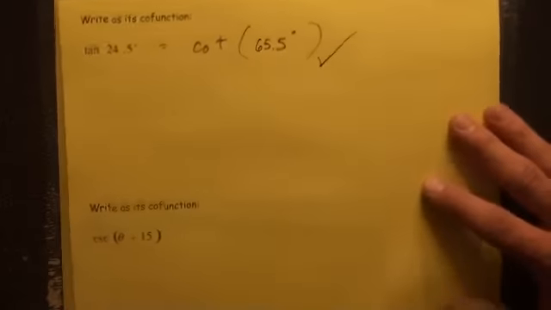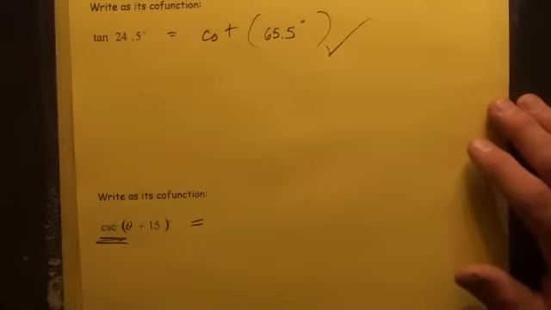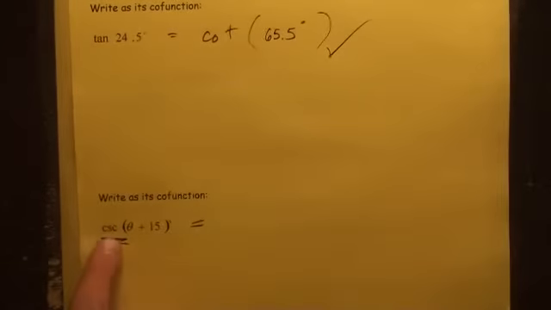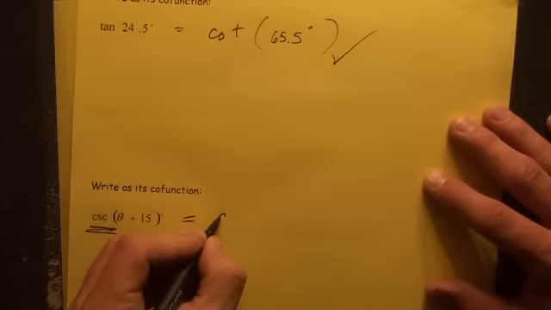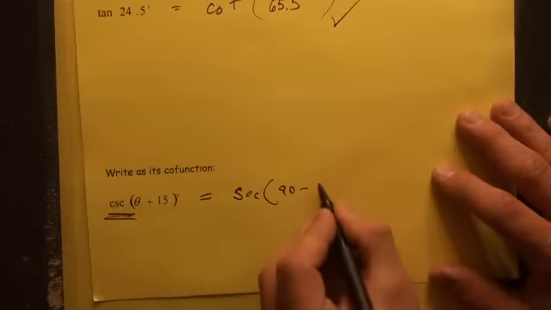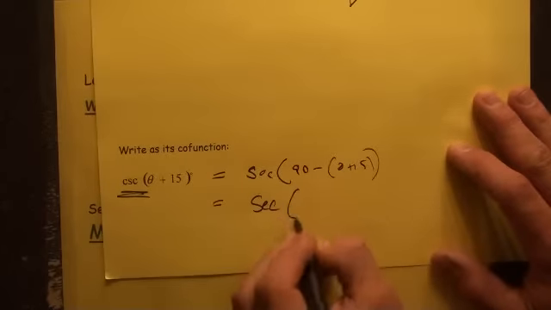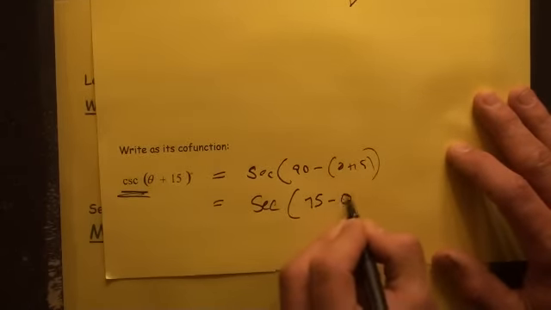Next one, write as a cofunction, cosecant of theta plus 15. What's the cofunction of cosecant? Well, the way you figure this out is, what's the inverse of cosecant? Sine. So what would you use? Cosine. What's the inverse of cosine? Secant. So we would have this equal to secant of 90 minus theta plus 15. So therefore, secant equals 75 minus theta.